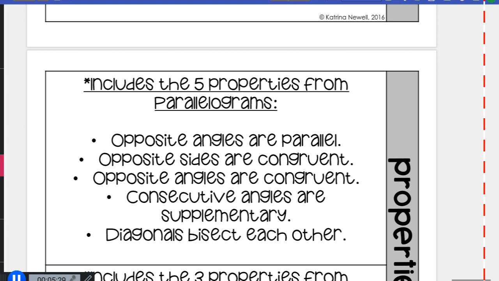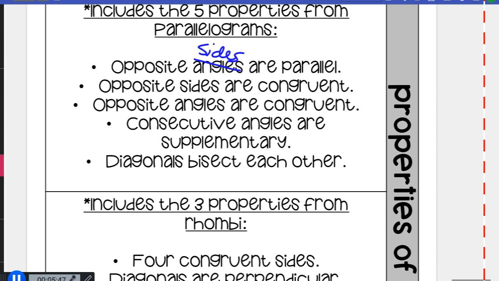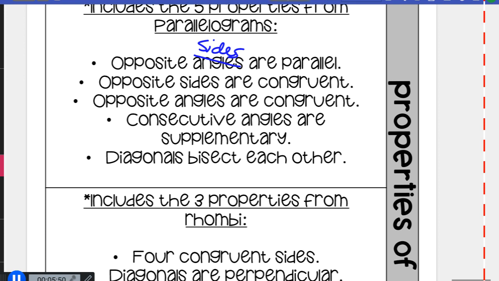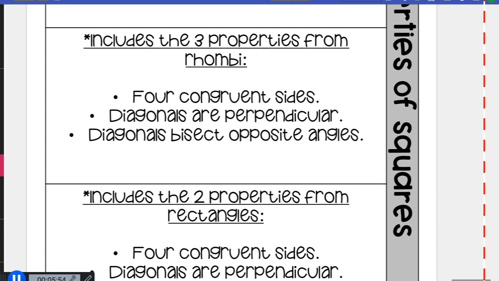All right, and then we have squares, which are parallelograms, they're rectangles, they're rhombi, so they're all of the things. So all of the things apply. Opposite sides are parallel. Opposite sides are congruent. Opposite angles are congruent. Consecutive angles are supplementary. Diagonals bisect each other.